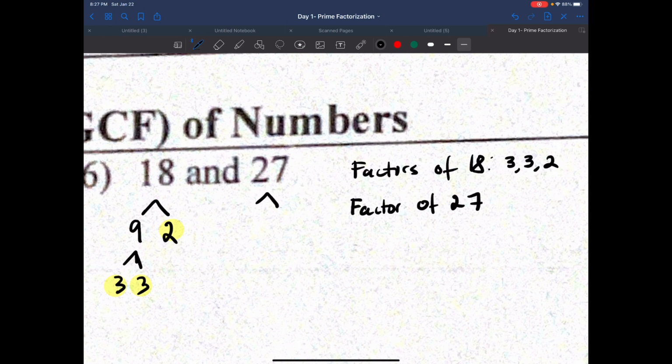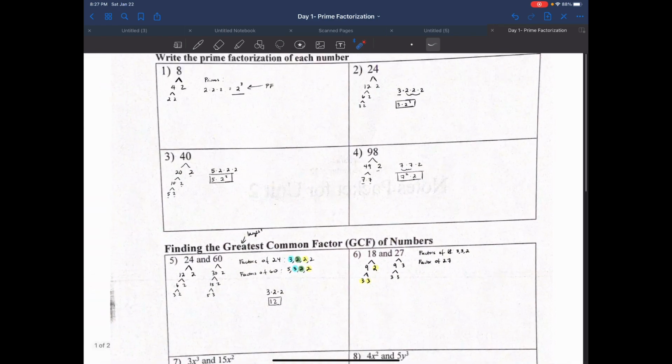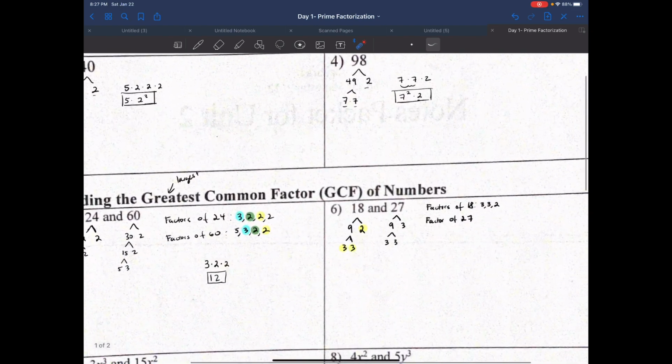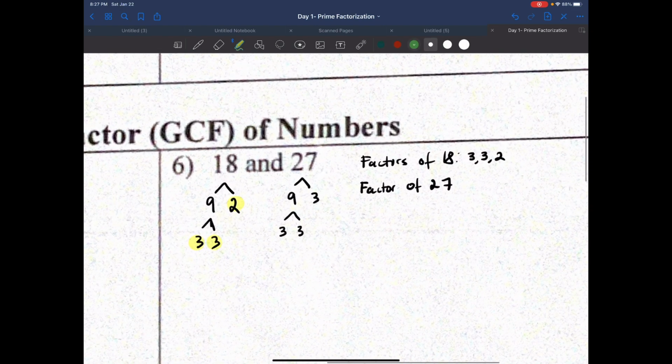And then I'm going to write factors of 27, but I haven't broken that down yet. So 27, I know 2 numbers that multiply together, that's going to be 9 and 3. And then I'm going to break down this 9. I'm going to be left with 3 and 3. And then I'm left with all these prime numbers, right? So if I go up here, yes, 3 is a prime number. So I'm kind of done here. So I'm going to write 3, 3, and 3.